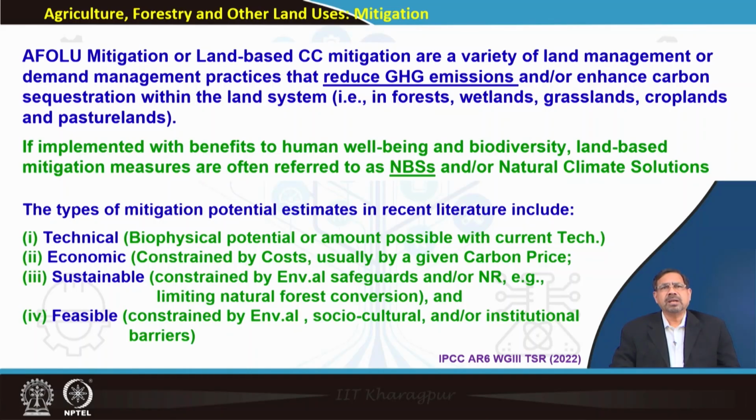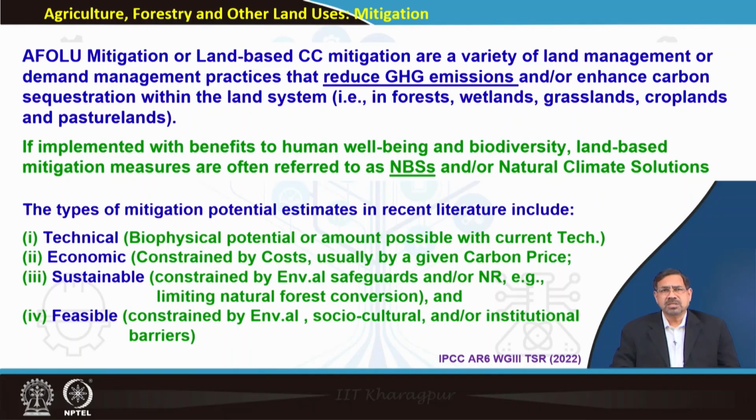If implemented with benefits to human well-being and biodiversity, the land based mitigation measures are often referred to as NBS, nature based solutions. If you can do it well, then this is often referred to as a nature based solution, because this is the solution which is 100% suitable to nature. It is in parallel to nature's choice. So, we put it under nature based solutions or natural climate solutions.